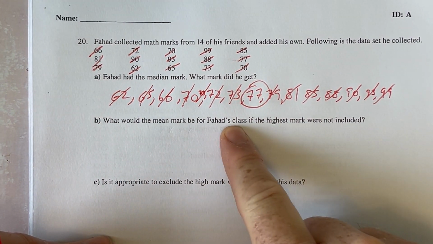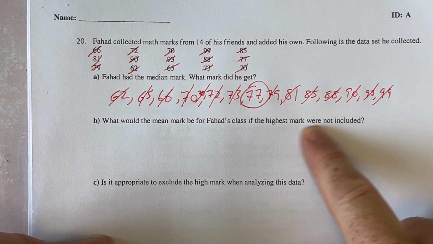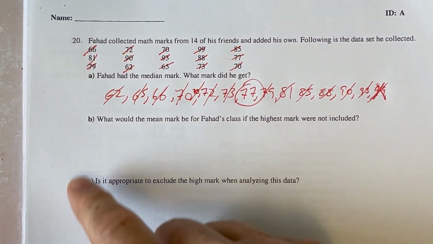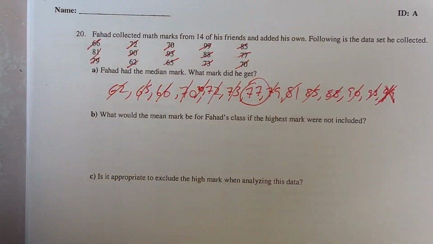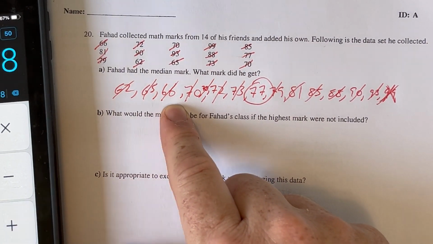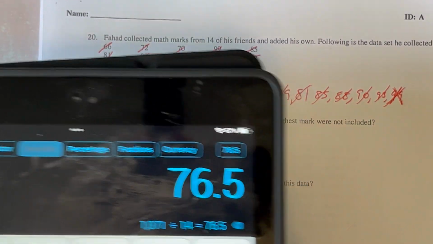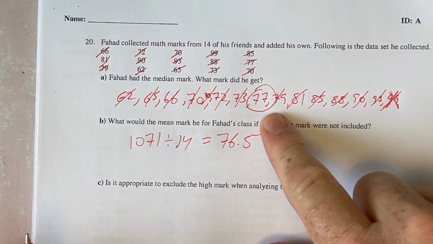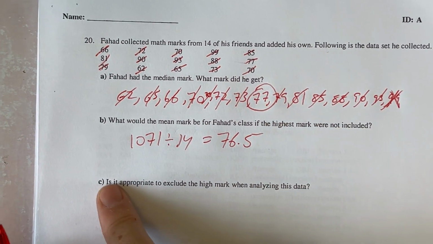What would be the mean mark for his class if the highest mark were not included? So take out the 99, and we're going to do all the rest of those. So we will add all those up. 76.5. Very close to the median.